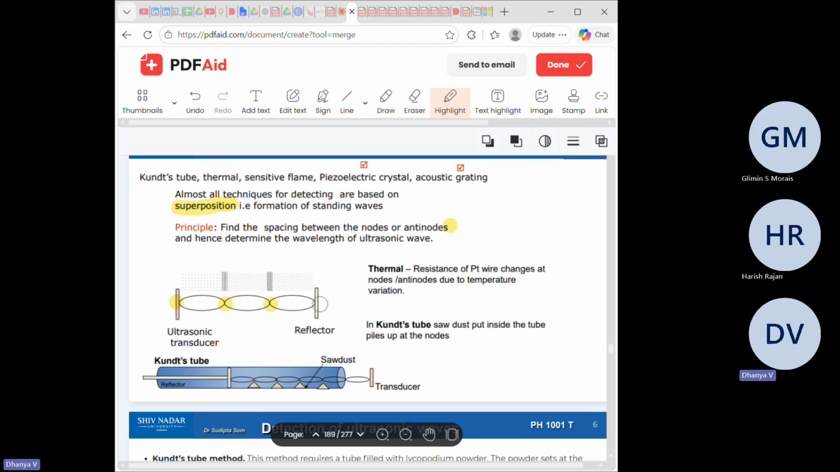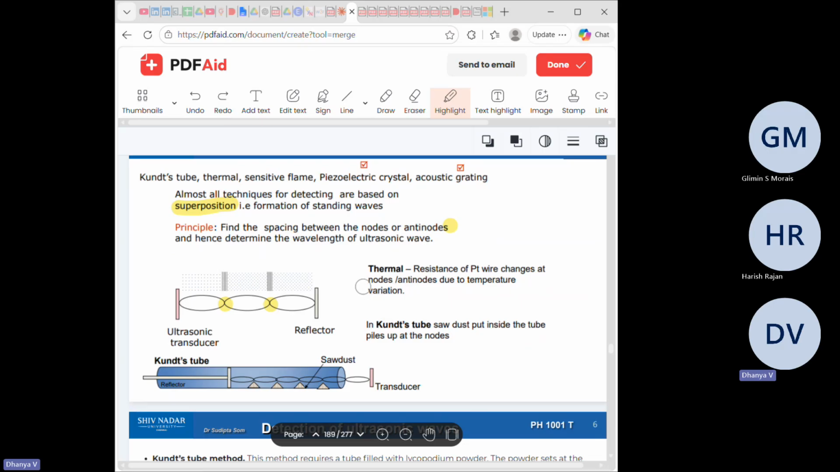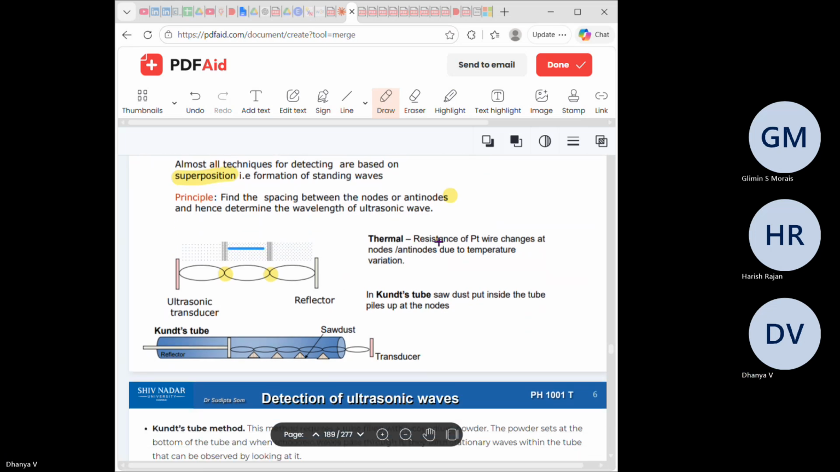So these are your nodes. Between the spacing of your nodes and your antinodes, you find your wavelength. Resistance of the wire changes at nodes and antinodes due to temperature variance. So at this node there is some amount of temperature variance, and hence your resistance changes.